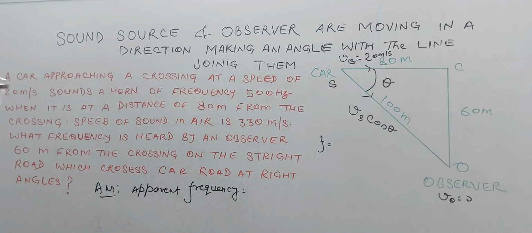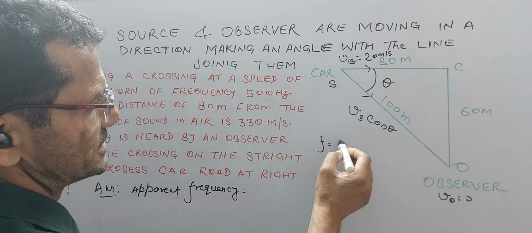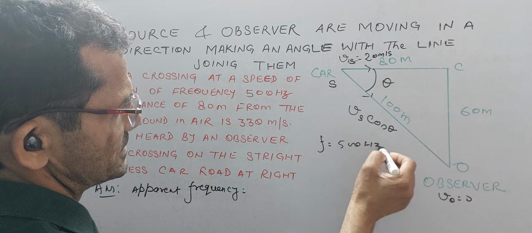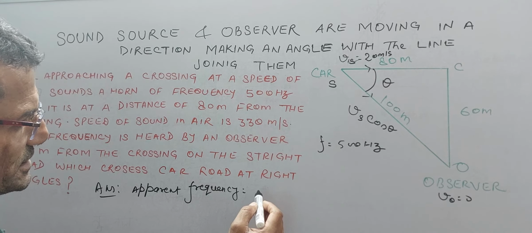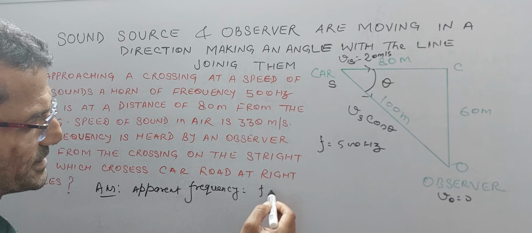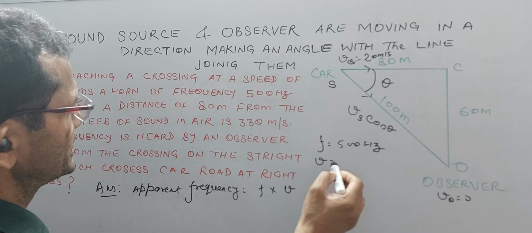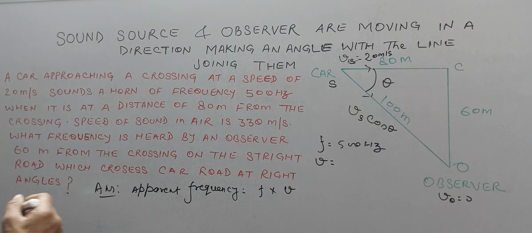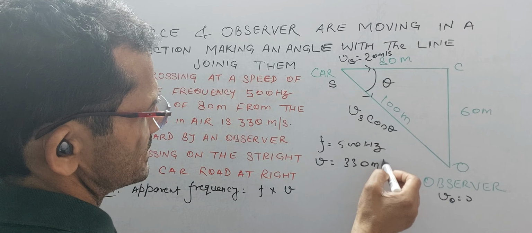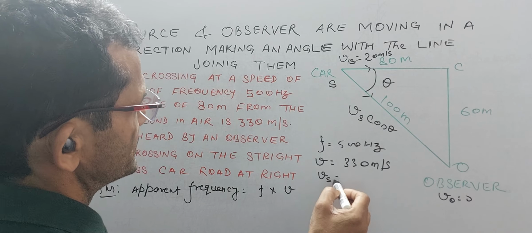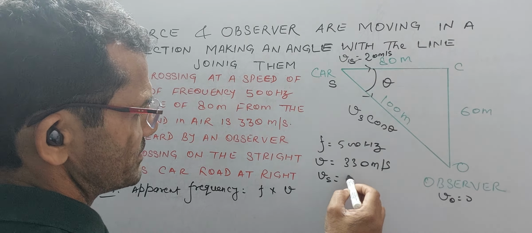The original frequency of the source is 500 hertz. The formula becomes f, the original frequency, multiplied by the speed of sound in air, which is 330 meters per second, as given here. The source velocity is already mentioned, which is 20 meters per second.